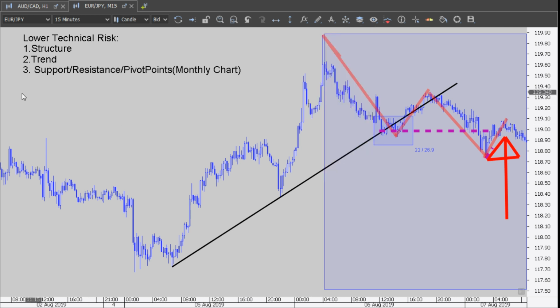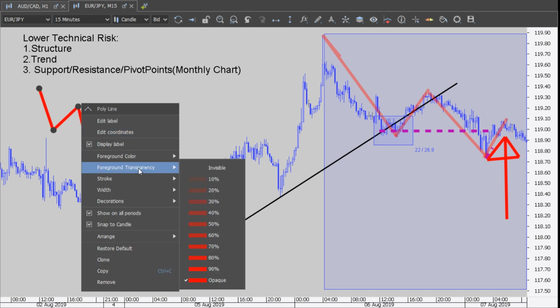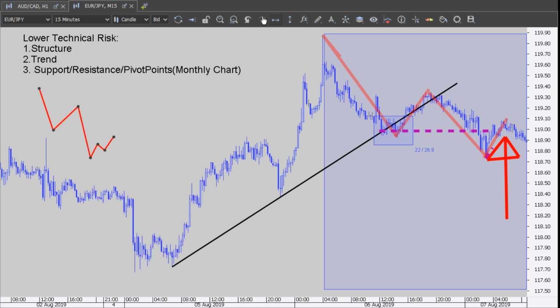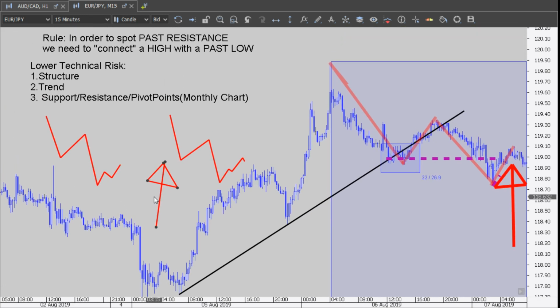So let's make an example. You have a downtrend and you have this example, and you have another currency pair with this example in here. Which one has less technical risk, the left or the right? Let's say that both the left example and the right example have structure down, both have a down structure and both have downtrends, right?